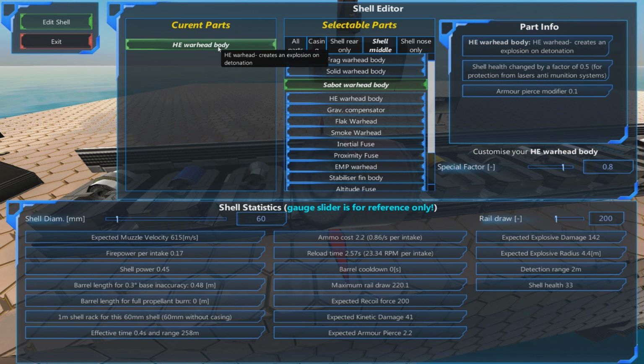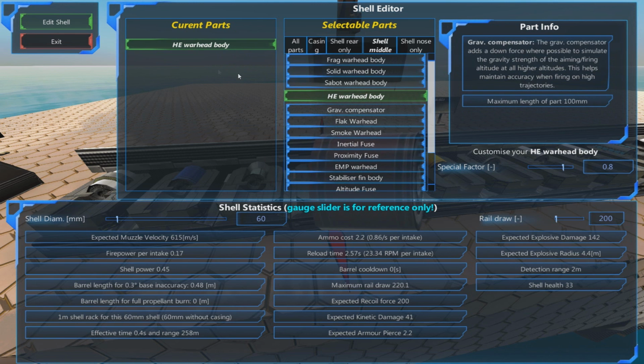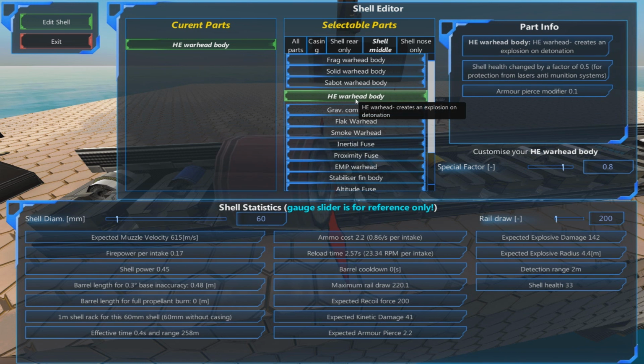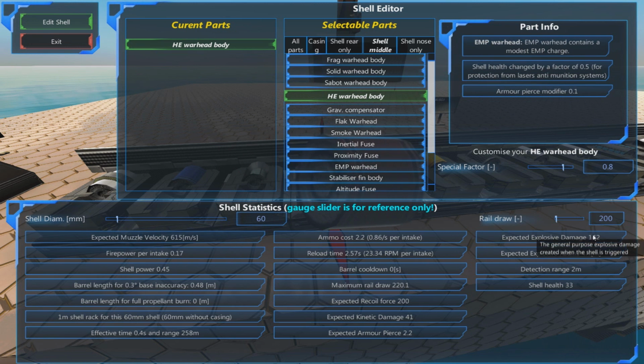And this is the HE Warhead Body, and this is the workhorse of APS, particularly at higher gauges. It's as this says, it creates an explosion. What more do you want? And this is very, very strong, particularly if you stack it up to 3, 4, maybe 5 times on a single shell, or if you up the gauge of the shell. So this is 60mm we're looking at right now.